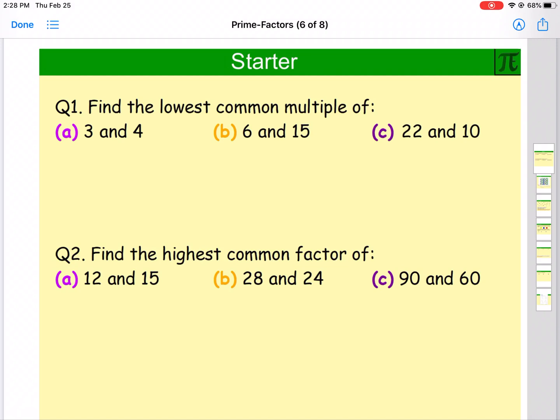Hi everyone, this is a video looking into prime numbers, what they are, and then going on to prime factors of a given number. We've got a starter here to complete first, do as much as you can of it, and then come on for the answers.